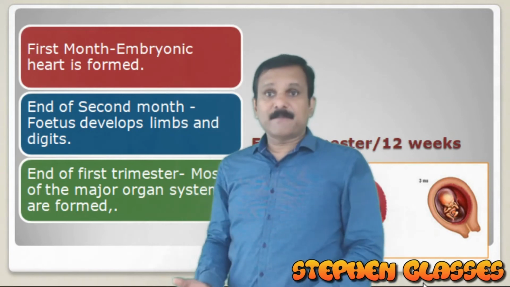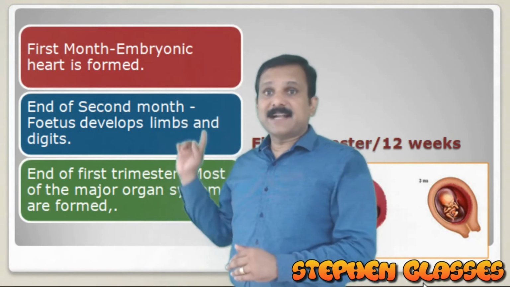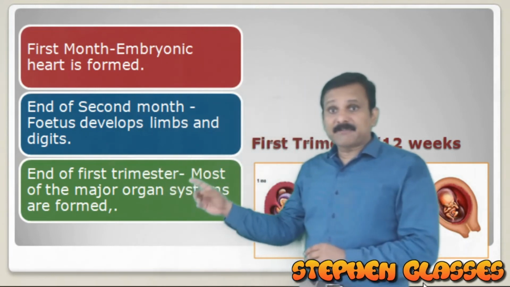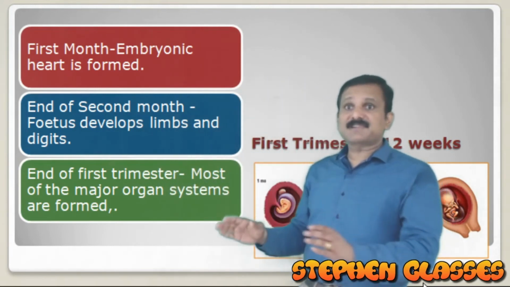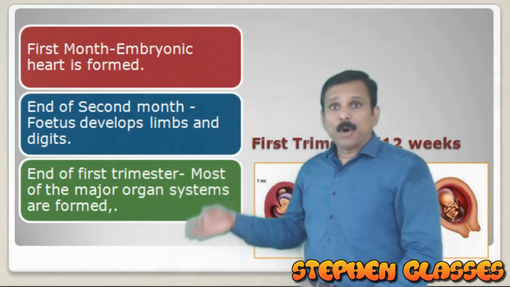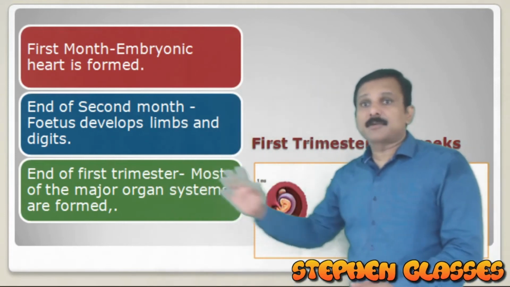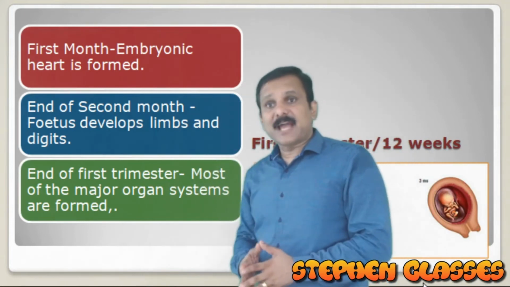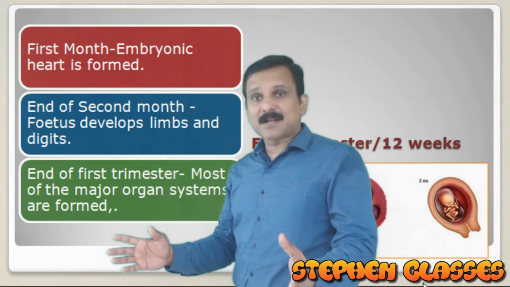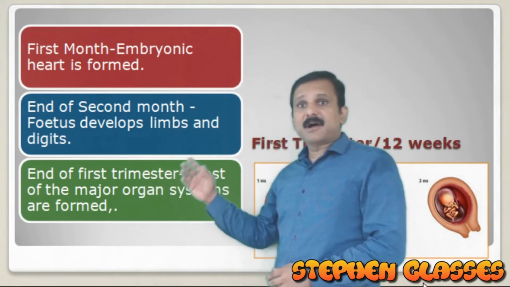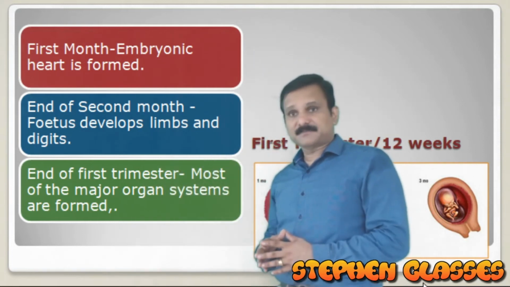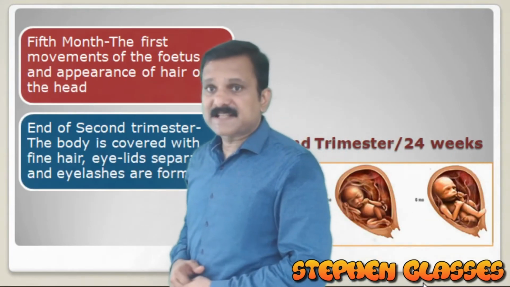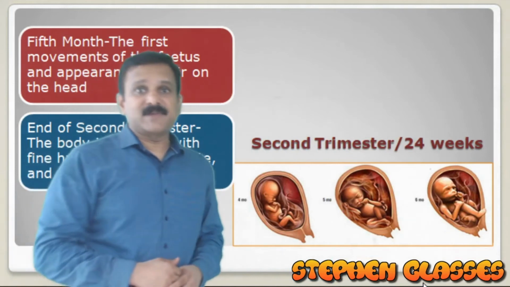So rudimentary or underdeveloped limbs and digits you can see by the end of the second month. And at the end of the first trimester, most of the organ systems are formed. So most of the organ systems will be developed. And you can also see the development of the genital organs after the end of the first trimester.